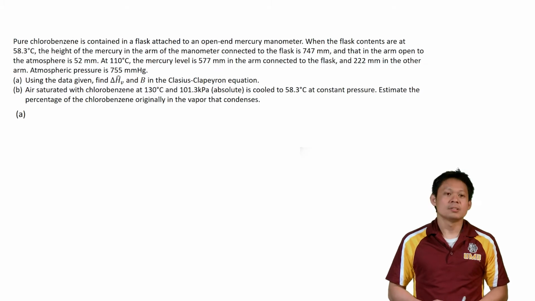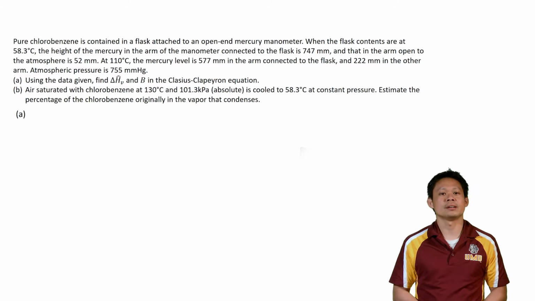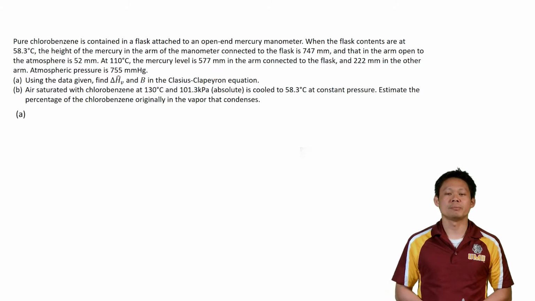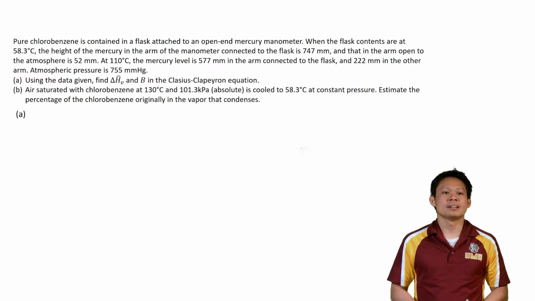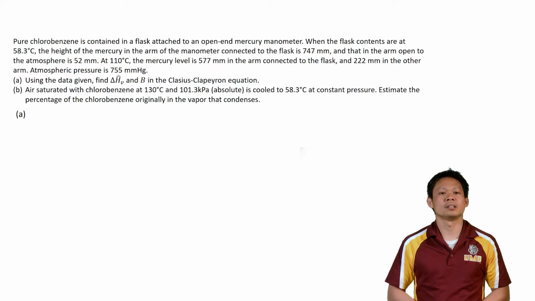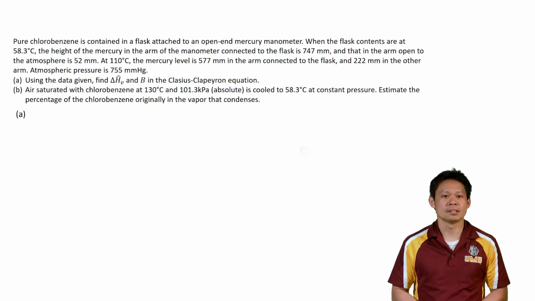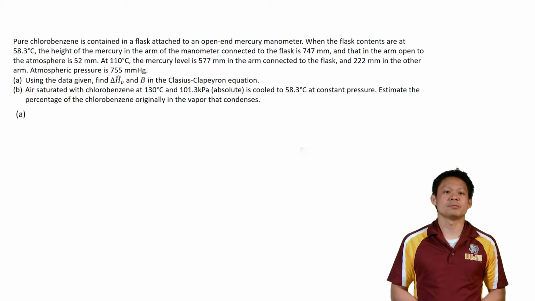example. So in this example, we have pure chlorobenzene in a flask, and it's attached to an open-end mercury manometer. When the flask contents are at a particular temperature, 58.3 degrees C, we are given the heights of the manometer arms on both sides. And then at 110 degrees C, we are given the arms again at different heights. We're also given atmospheric pressure is 755 millimeters of mercury.